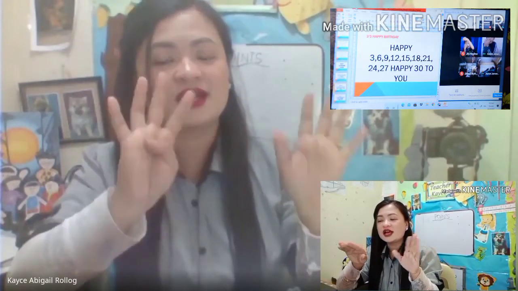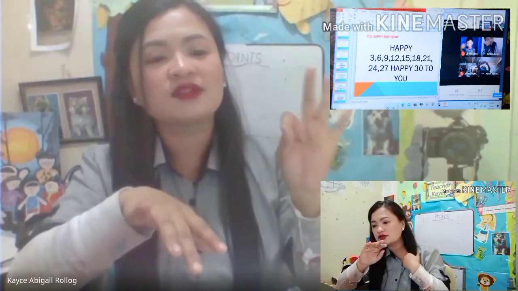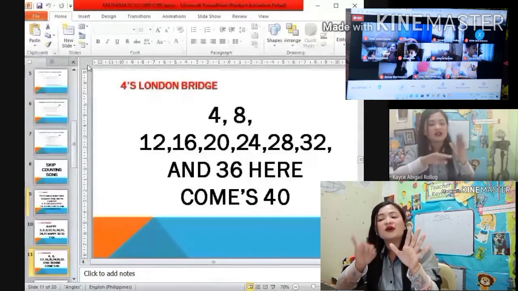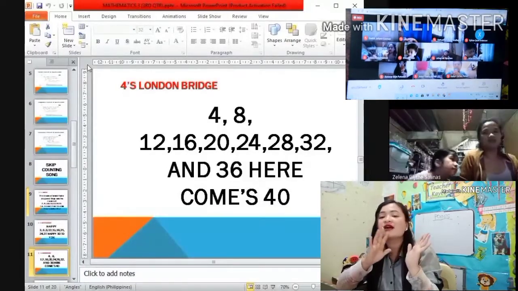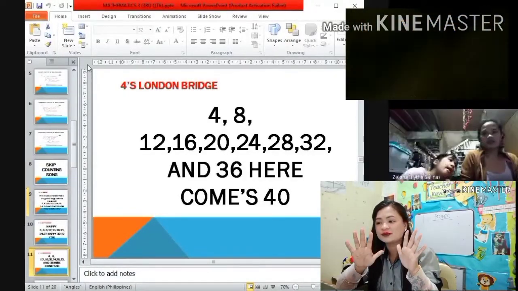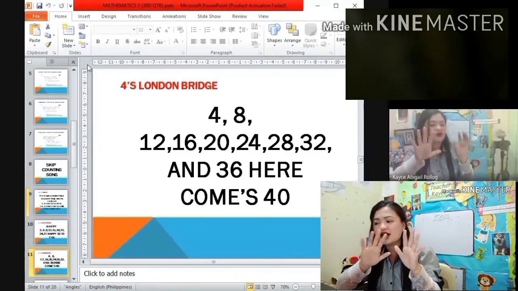London Bridge, skip counting by 4. So you have 4, 8, 12, 16, 20, 24, 28, 32, and 36. Here comes 40. Okay, let's do it all together. Let's sing the London Bridge, skip counting by 4. 1, 2, 3, go. 4, 8, 12, 16, 20, 24, 28, 32, and 36. Here comes 40. Okay, you got it?